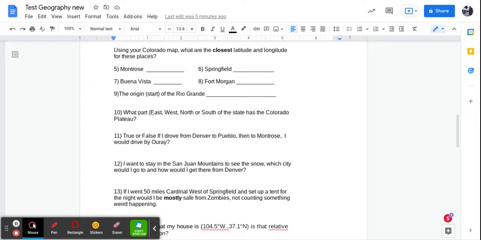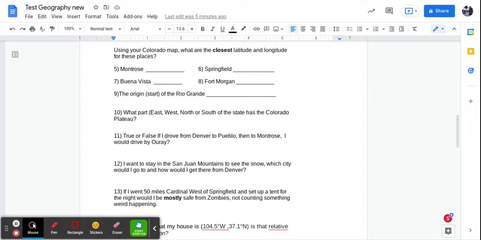Okay, number 6, Springfield, Colorado. Number 7, Buena Vista, Colorado. Number 8, Fort Morgan, Colorado. Number 9, the origin or starting place of the Rio Grande. Okay, next section, number 10.